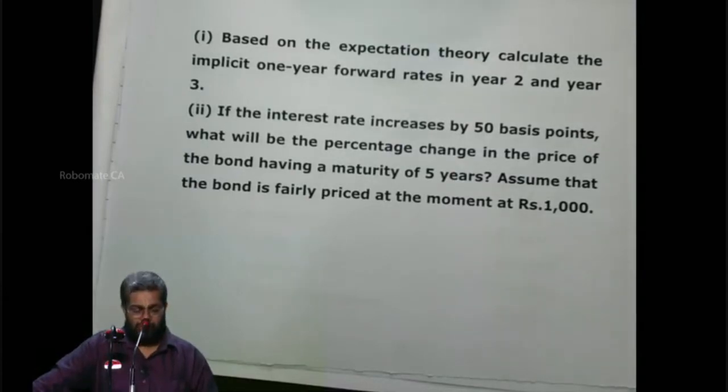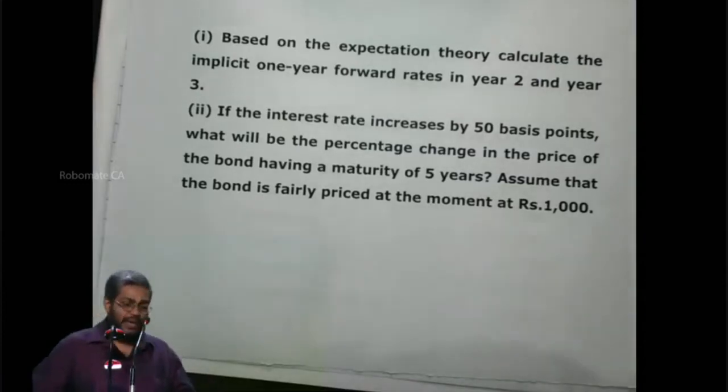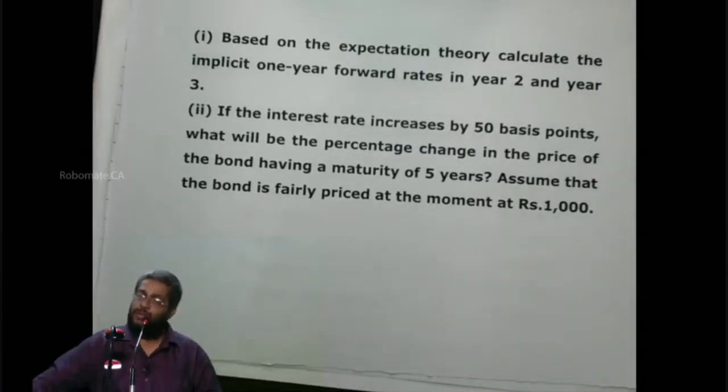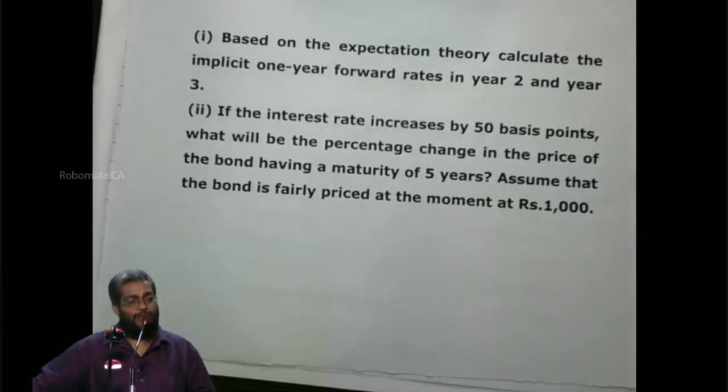Volatility is equal to, the formula, duration by 1 plus y. Volatility is equal to D by 1 plus y, which is equal to 5 divided by 1.12. 5 divided by 1.12 is equal to how much? It is 4.46.